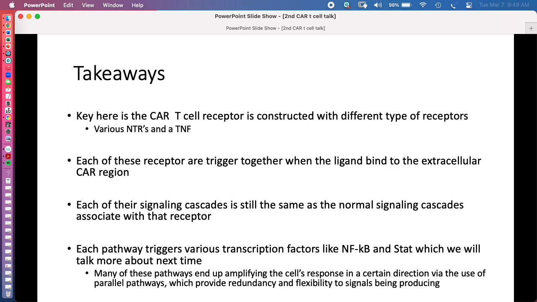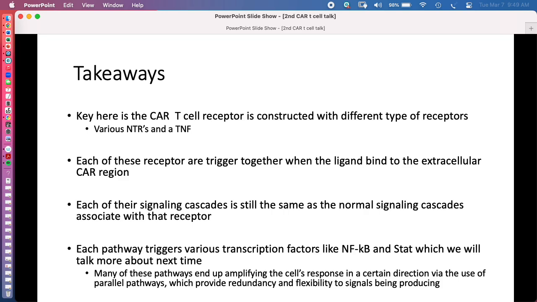So some of the key takeaways, I think: the receptor is made up of different regions, and these regions are generally non-tyrosine receptors and tumor necrosis factors. These regions are triggered together, simultaneously, through conformational changes when the ligand binds to another marker or antibody on another cell. So they're expressed together, which is still very similar to how they're expressed and turned on in normal T cell receptors. A little bit different, but it ends up with the same result. And then each of their signaling cascades is still the same as in the normal cells, which I've kind of beaten home.